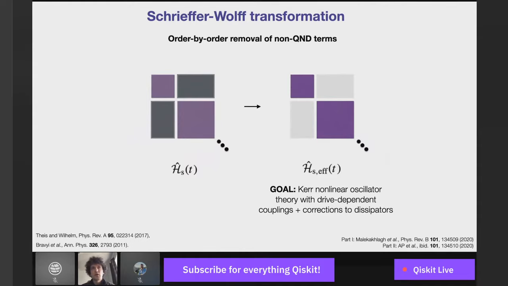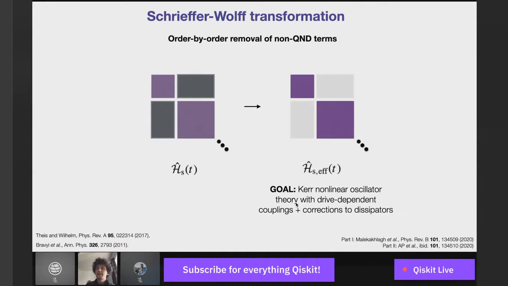So what we do is an order-by-order removal of the non-QND terms in the Hamiltonian. I'm taking a very schematic view of the Hamiltonian in which you have diagonal blocks, and you can think of the diagonal blocks as being the QND part of the Hamiltonian. And then we perform a time-dependent Schrieffer-Wolff transformation. The effect of that transformation on the system Hamiltonian is that it reduces these off-diagonal non-QND terms order by order in perturbation theory, and it enhances what exists on the diagonal, so the QND part of the Hamiltonian.